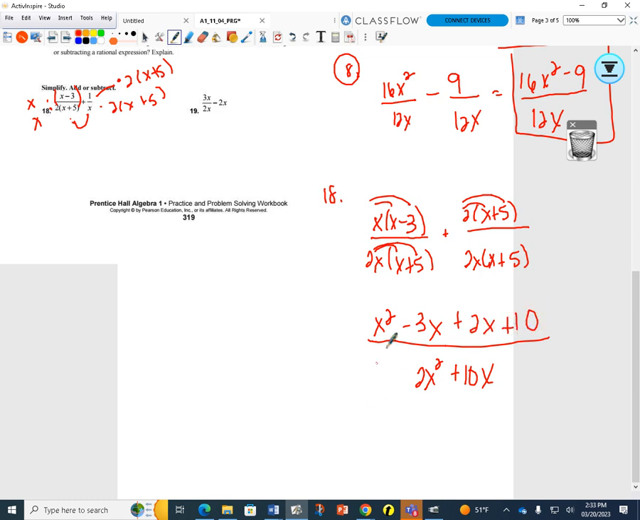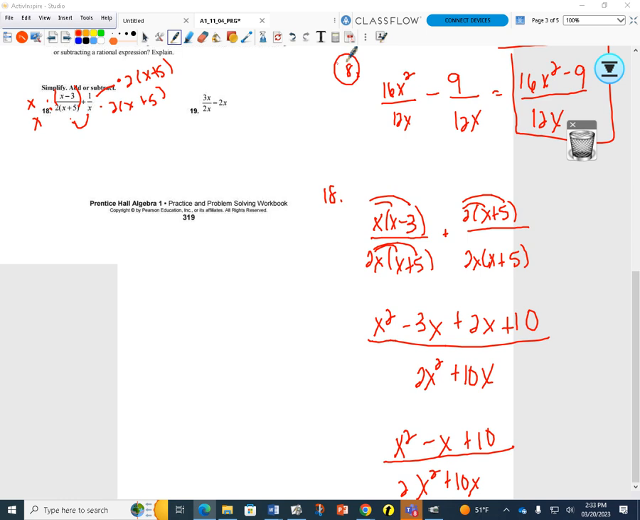Now we're going to simplify. That's going to give us a numerator. X squared stays the same, nothing to combine it. These are both x's. Negative 3 plus positive 2 would be minus x. And bring our constant along. And our denominator would be 2x squared plus 10x. Double check my answers are correct here. Yes. Okay.